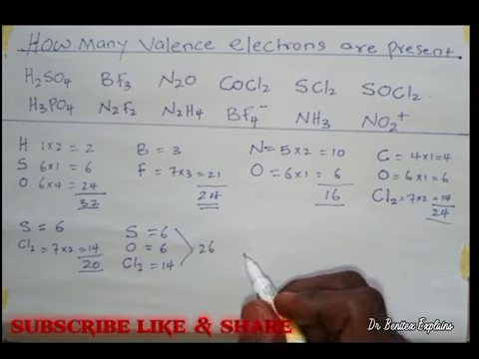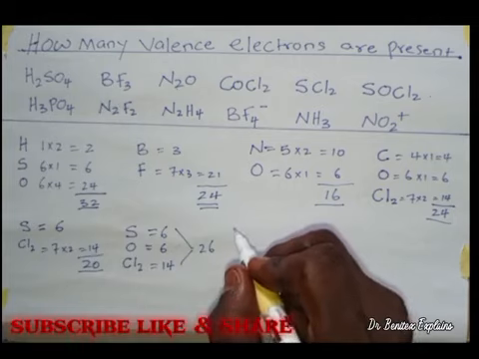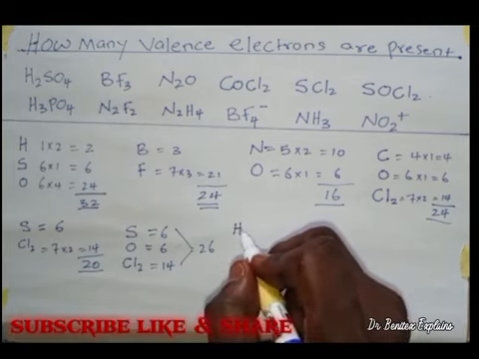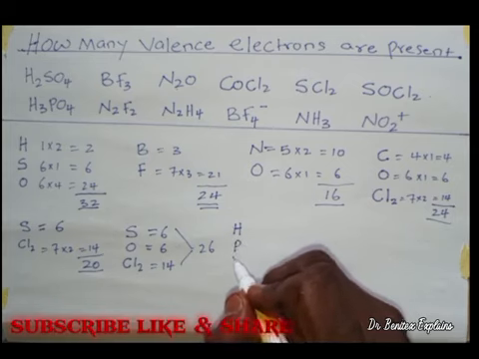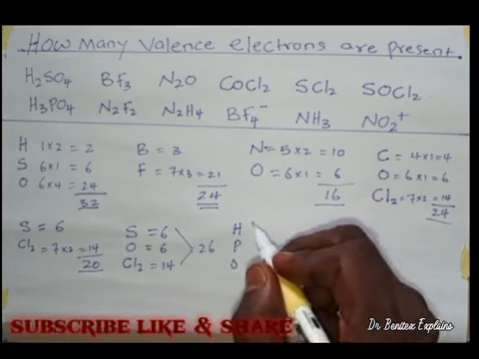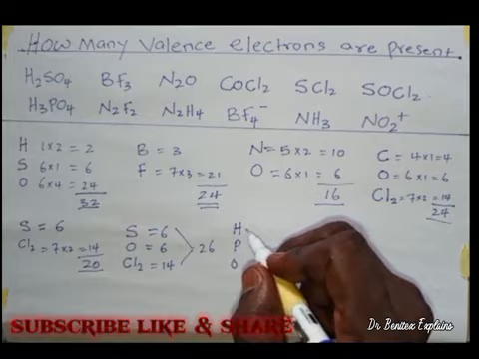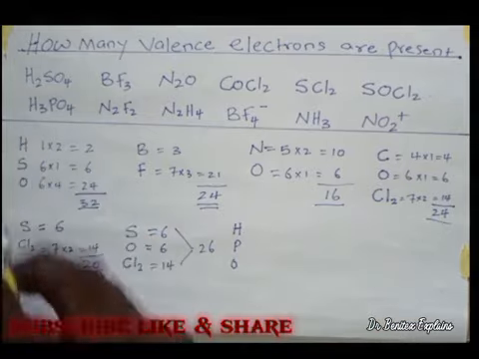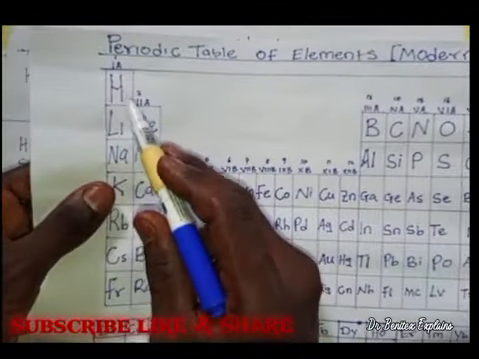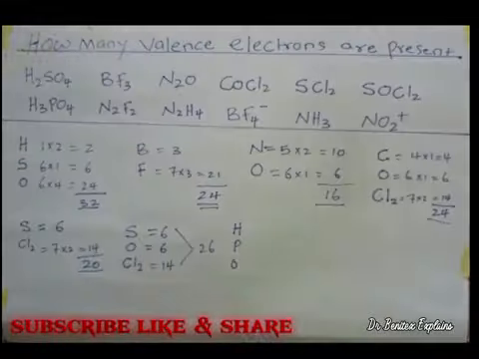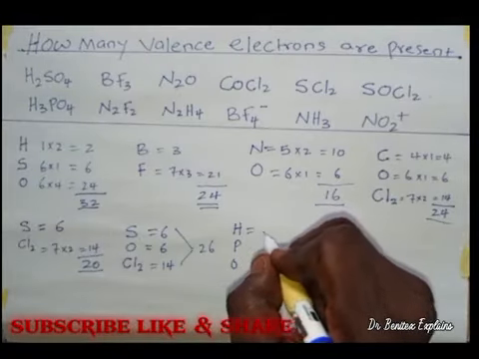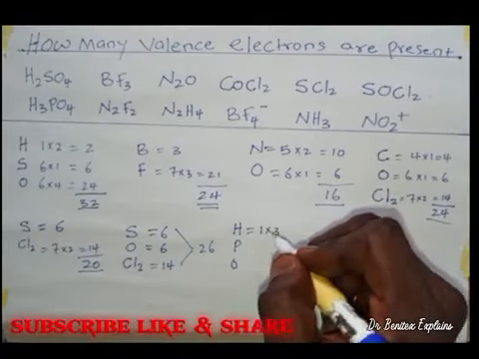Let's go to the next molecule, H₃PO₄. We have H, we have P, and we have O. Hydrogen, how many hydrogen atoms are here? We have 3 of them. Don't forget that hydrogen is found in group 1, so it has 1 valence electron. So this is equal to 1 times 3, which is equal to 3.